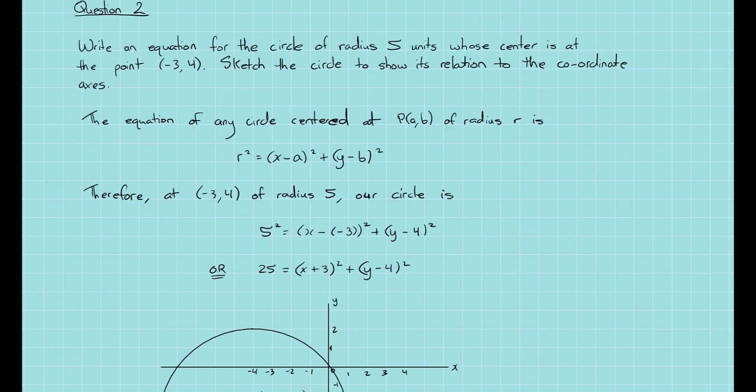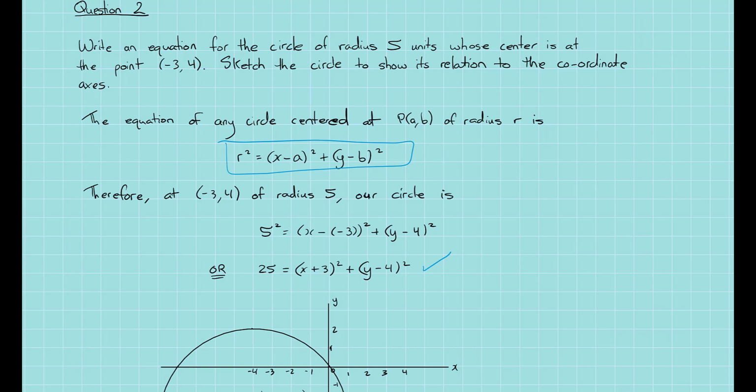Question 2 says, write an equation for the circle of radius 5 units whose center is at the point (-3, 4), and sketch the circle to show its relation to the coordinate axes. So we already know from lesson 3 what the equation of a circle is. We just need to plug in the radius and the point that represents the center in the equation of the circle. So we've gone ahead and done that. We state the equation of the circle and plug in these respective values a, b, and r to get this equation: 25 equals (x plus 3) squared plus (y minus 4) squared.